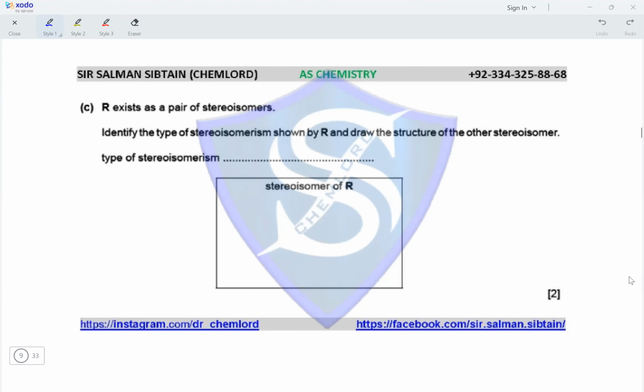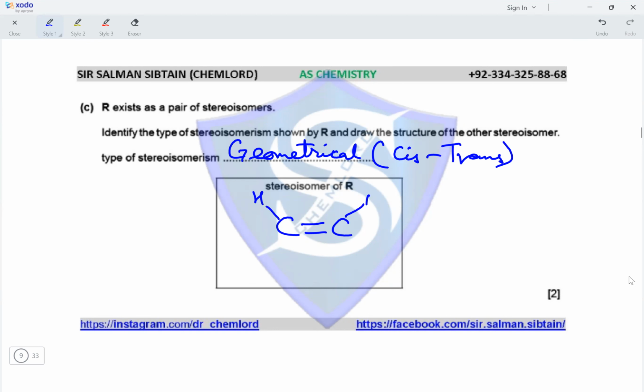So the type of isomerism is geometrical. We can also write that it is cis trans. And the other stereoisomer would be the two carbon atoms with the hydrogen atoms on the same side of the double bond, and the aldehyde group CHO and the alkyl group CH2CH3 on the same side of the double bond as well. So this is the cis isomer of compound R.